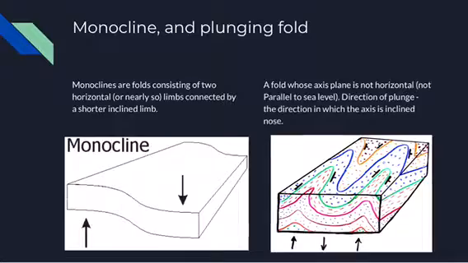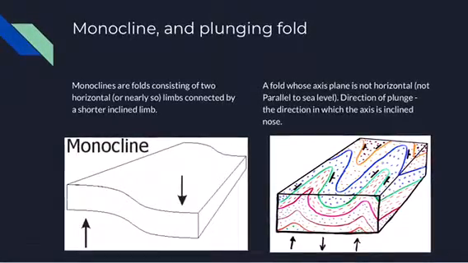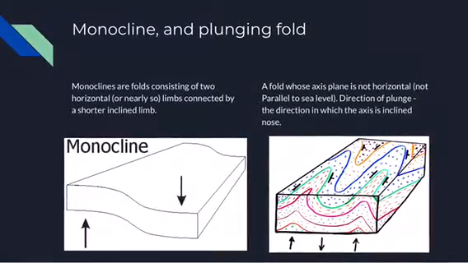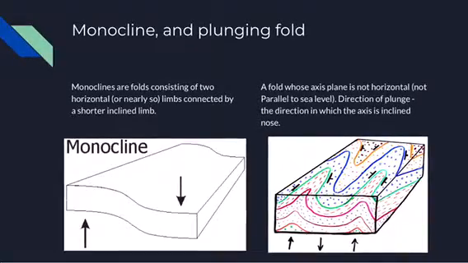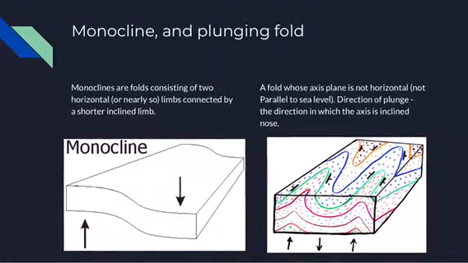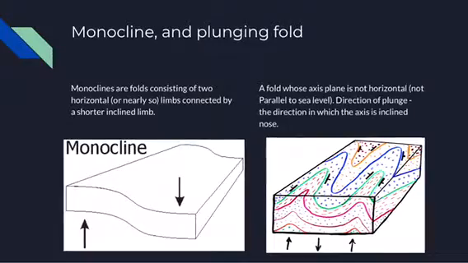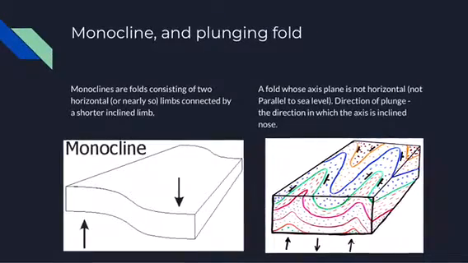Monoclines are folds consisting of two horizontal or nearly horizontal limbs connected by a shorter inclined limb. Plunging folds are folds whose axial plane is not horizontal. The direction of the plunge is the direction in which the axis is inclined, called the nose.